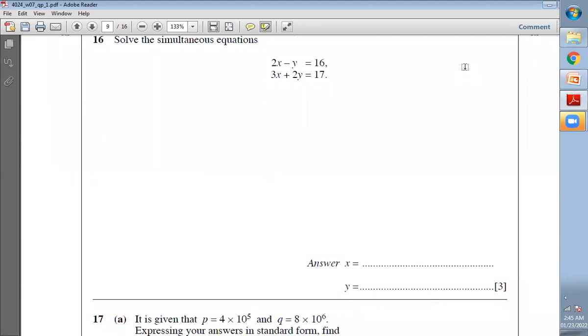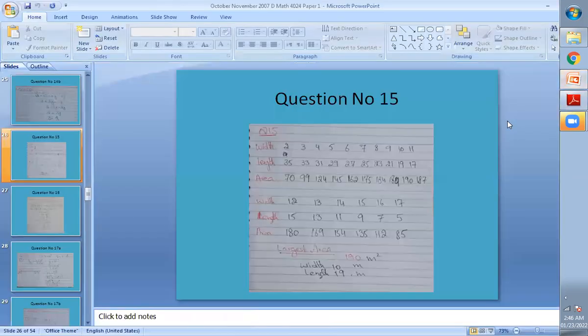A very famous question, question number 16. Solve the simultaneous equations. If you want to solve these simultaneous equations, there are x and y in these two equations, so we have to make at least one the same. For example, if you try to make the y the same, then it will be very easy to solve. It's a 3-mark question, very simple and straightforward. Let's go.